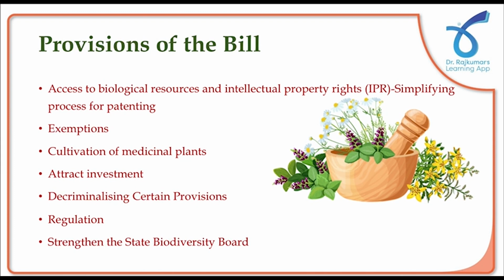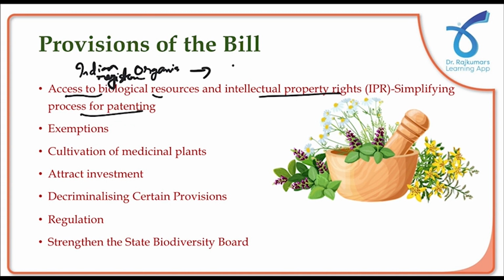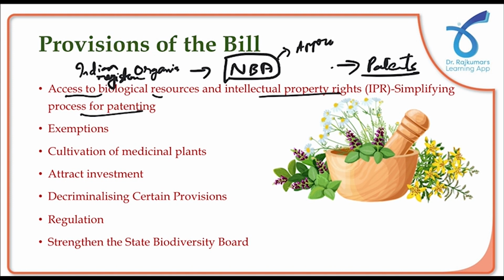What are the main provisions of this amendment bill? Well, the first and most important thing is they are trying to simplify the process for patenting by giving access to biological resources and intellectual property rights. How does this simplify the process? Let me give an example. Previously, Indian registered organizations had to apply to the NBA, the National Biodiversity Authority, right? Before even applying for patents, they had to get approval from the NBA. After this approval only, they could go ahead and apply. And this was actually limiting the Indian registered organizations, right?